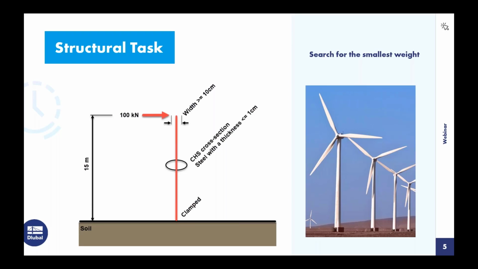According to some constructive parts, I require a circular hollow section made of steel, and the thickness should be smaller than 1 centimeter. So these are my boundaries, what I get as an engineer to optimize this structure, let's say the red line.